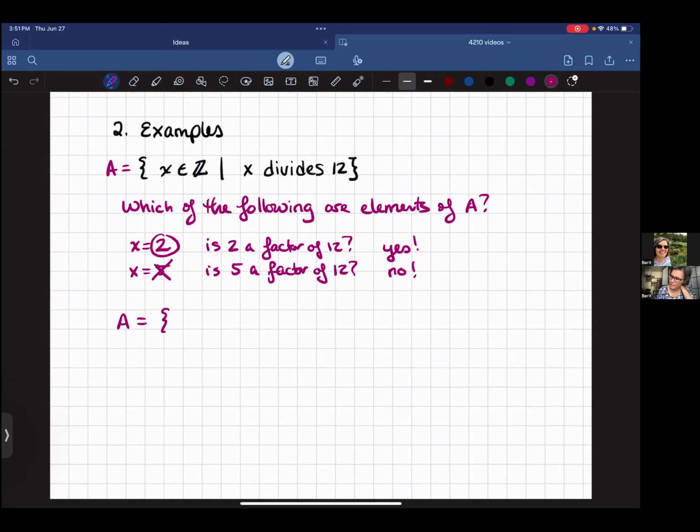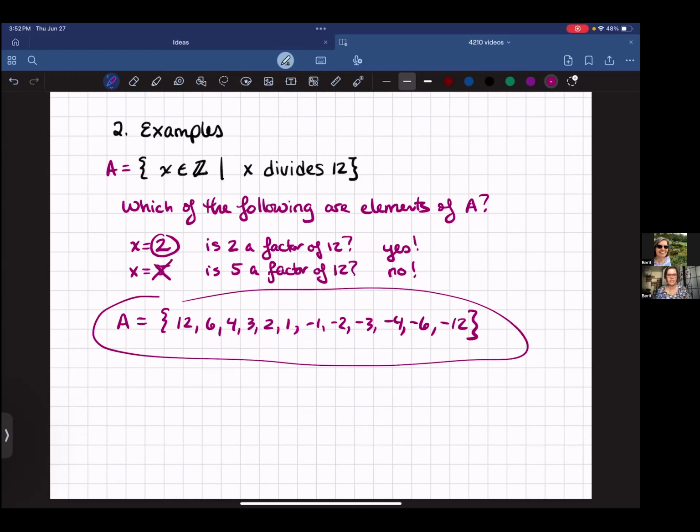So I think in this case, the elements would be, well, what are the numbers that go into 12? 12 goes into 12, 6 goes into 12, 4, 3, 2, 1. Does 0 go into 12? That's a topic for number theory, but the answer is no, it does not. So maybe we're just done here. It's kind of a trick question. There's also the negatives of these. Okay, so this is what A actually equals in this case.